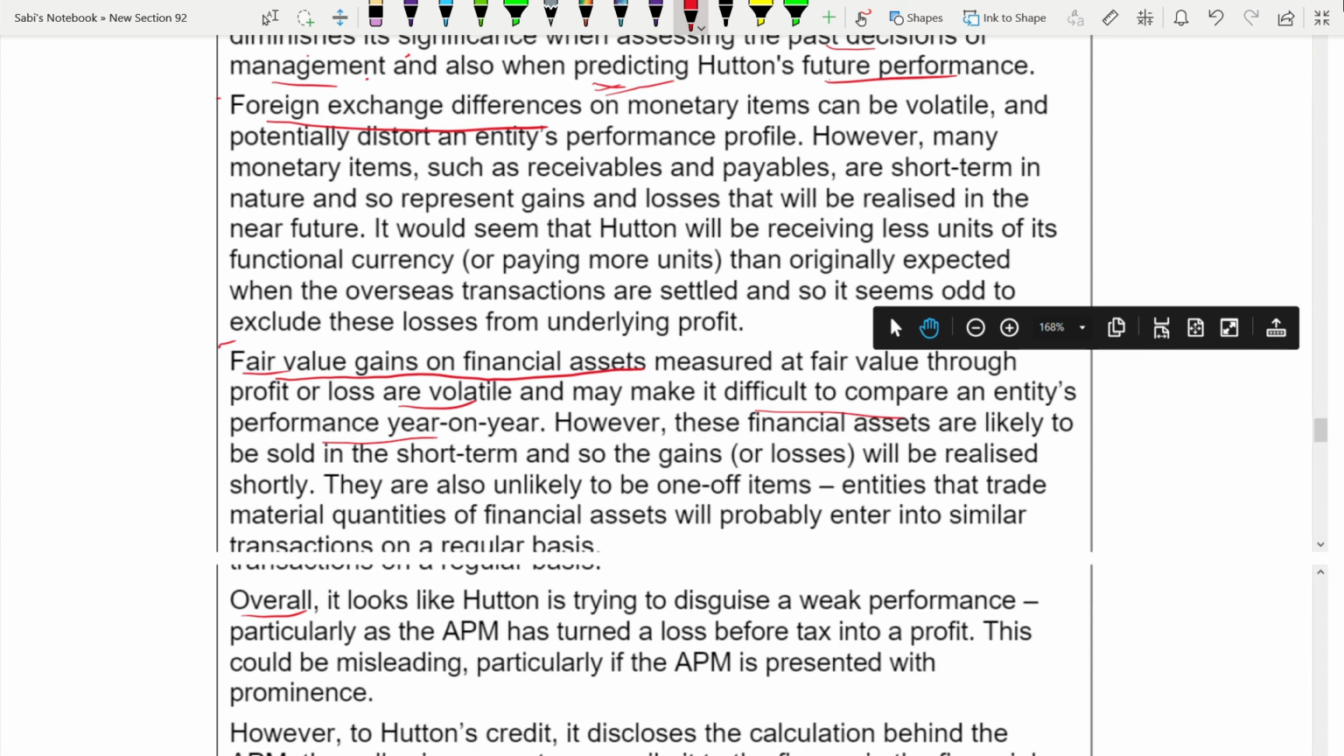However, these financial assets are likely to be sold in the short term, and so the gains and losses will be realized shortly. They are also unlikely to be one-off items. Entities that trade material quantities of financial assets will probably enter into a similar transaction on a regular basis.